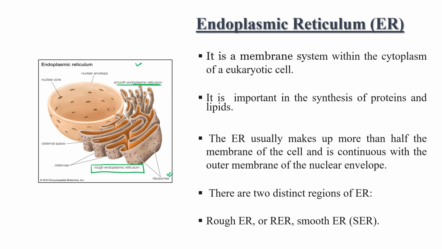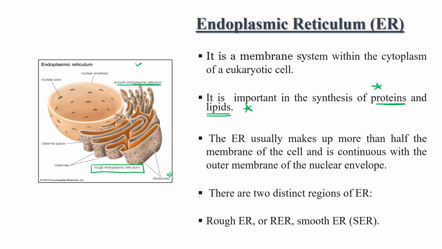Okay, it is a membranous system within the cytoplasm of eukaryotic cells. It is important in the synthesis of protein as well as lipid. This is the main function. This ER, or endoplasmic reticulum, usually makes up more than half of the membrane of the cell and is continuous with the outer membrane of the nuclear envelope. This we have already discussed just now.